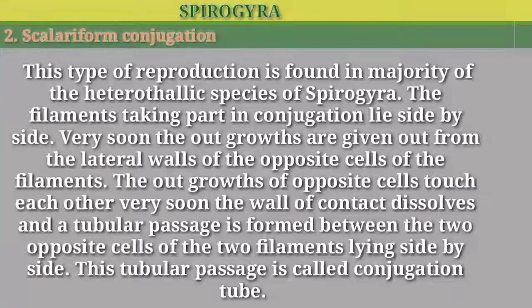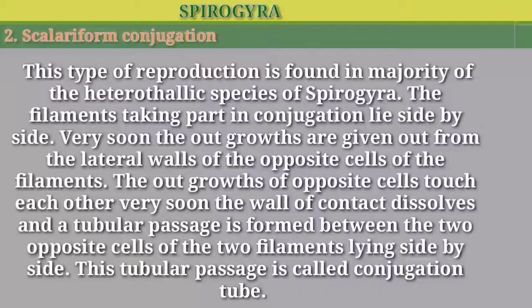Scalariform conjugation. This type of reproduction is found in the majority of the heterothallic species of Spirogyra. The filaments taking part in conjugation lie side by side. Very soon the outgrowths are given out from the lateral walls of the opposite cells of the filaments. The outgrowths of opposite cells touch each other. Very soon the wall of contact dissolves and a tubular passage is formed between the two opposite cells of the two filaments lying side by side. This tubular passage is called conjugation tube.